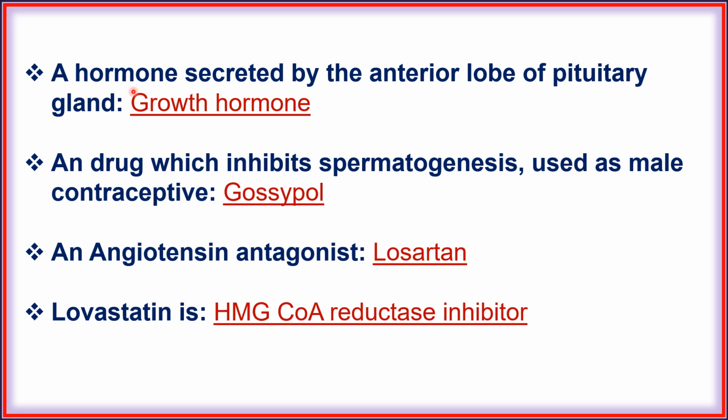Next, a hormone secreted by the anterior lobe of pituitary gland is growth hormone. Next, a drug which inhibits spermatogenesis used as male contraceptive is gossypol. Next, an angiotensin antagonist is losartan. Next, lovastatin is HMG coenzyme A reductase inhibitor.